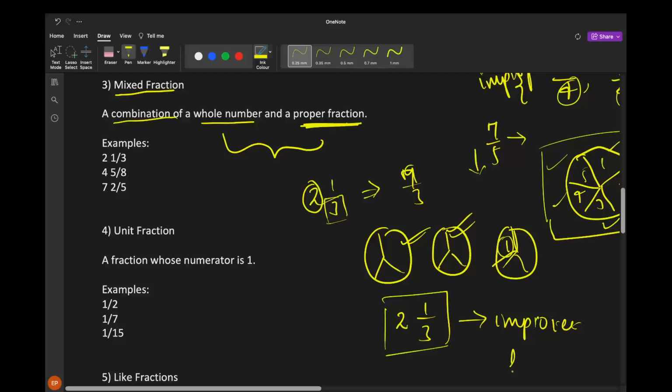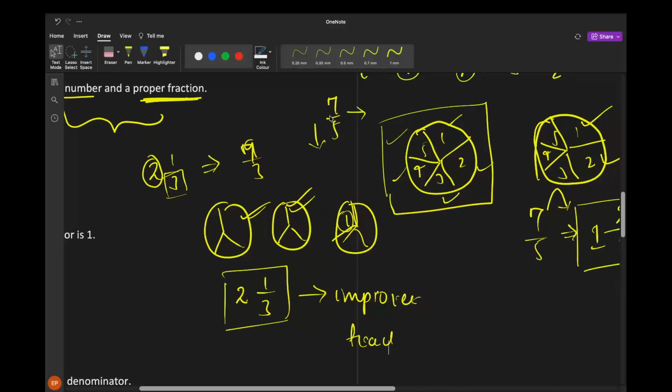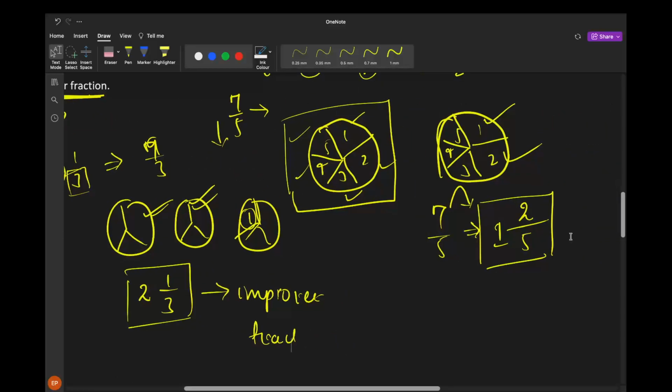Improper fractions we can convert easily. To convert 7 by 5 into a mixed fraction, I just divided it. 5 ones are 5, right? It gives 1 full part. What if I have 8 by 5? It also gives 1 full part. 5 ones are 5, so 8 minus 5, how much remaining? 3, right? So 3 by 5. Like that, 7 minus 5 gives a remainder of 2. So 2 by 5.